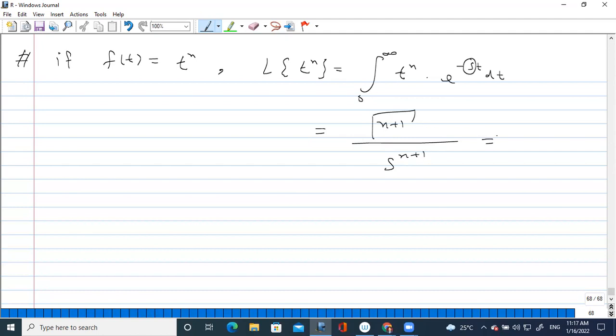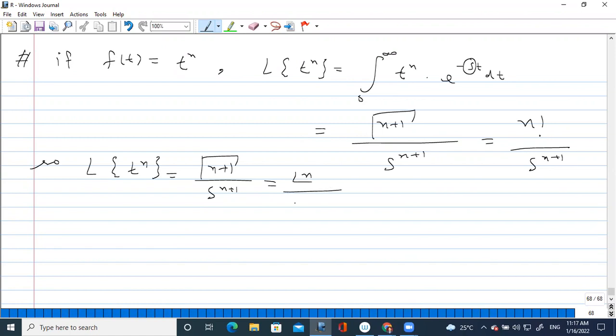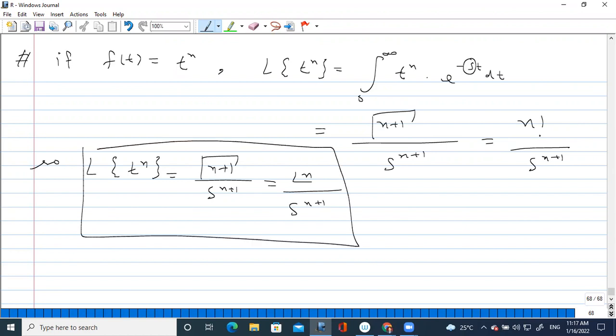Okay, so you can say this in this form also. Gamma(n plus 1) is factorial n, divided by s to the power n plus 1. So both the formulas you can remember. So Laplace of t^n will be, either you remember gamma(n plus 1) divided by s to the power n plus 1, or you can remember factorial n divided by s to the power n plus 1. Okay, note down this.